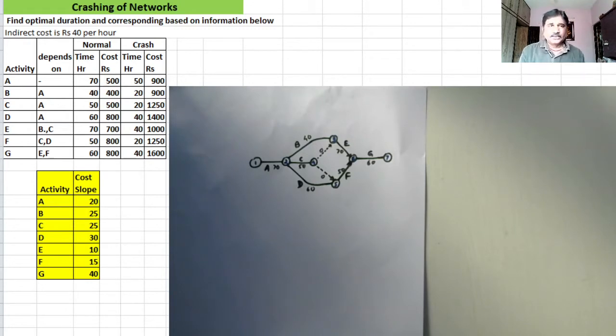We'll be seeing how to crash the network through a problem wherein you have 8 activities A, B, C, D, E, F, G. Activity A depends on nothing. B, C, and D depend on completion of activity A. E depends on completion of activities B and C. F depends on completion of activities C and D.